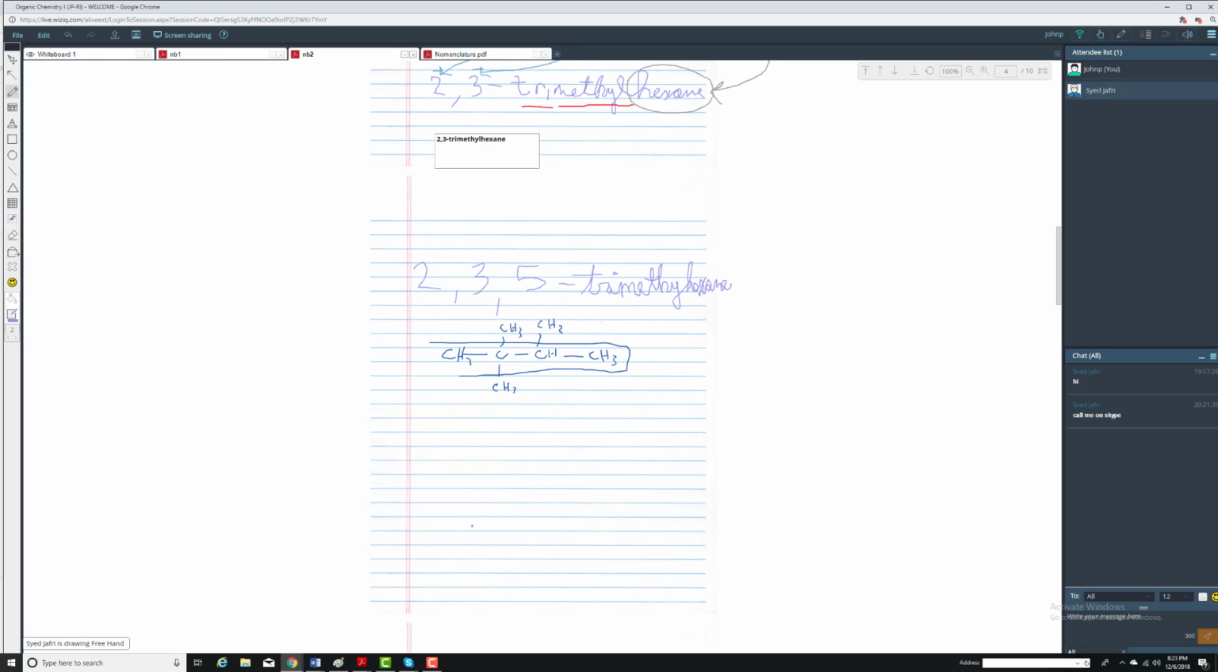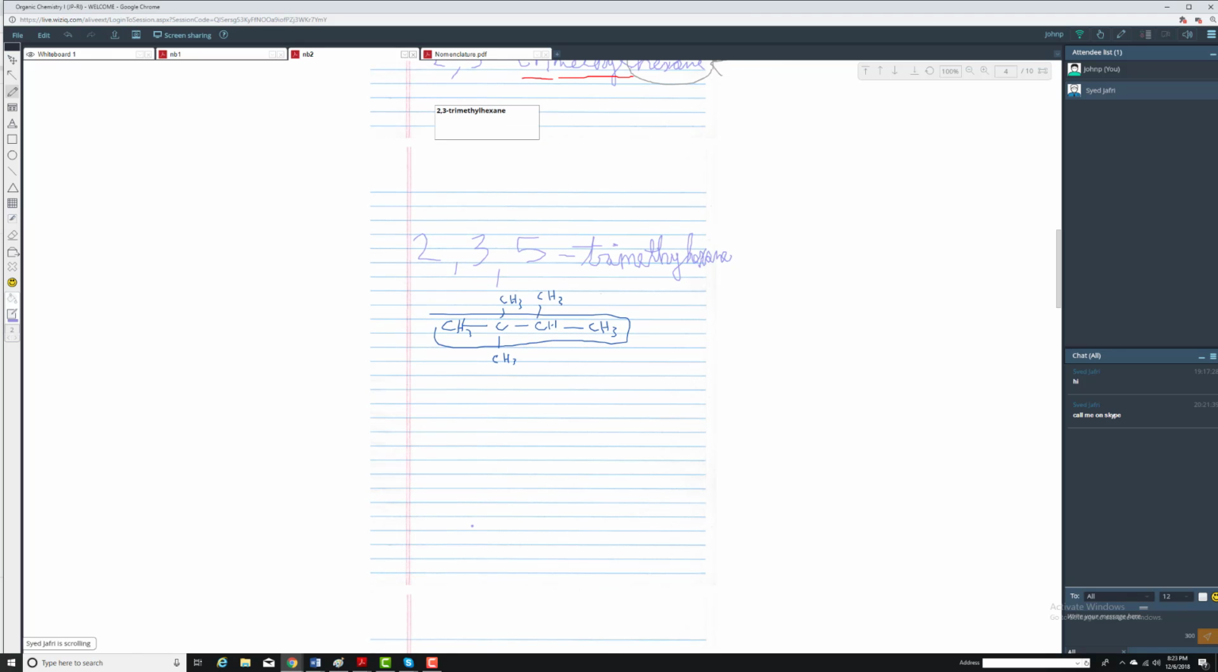Now, what will be the name of this compound? When you have 3 methyl groups, you have to mention 3 positions. So, 2, 3, 5. Okay, you tell me what to do.